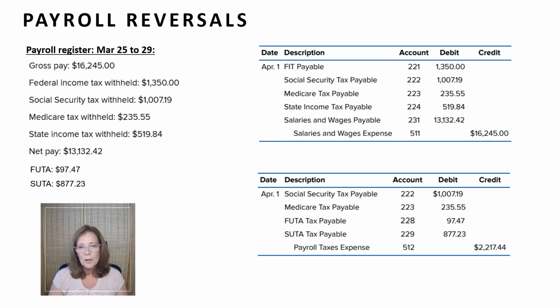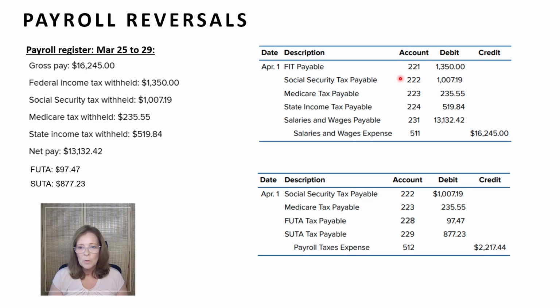The reversals are exactly that. The accountant reverses the prior journal entry by crediting the accounts with debits in the prior journal entry and debiting the accounts with credits in the prior journal entry. So the first reversing entry on April 1st debits all of the liability accounts.